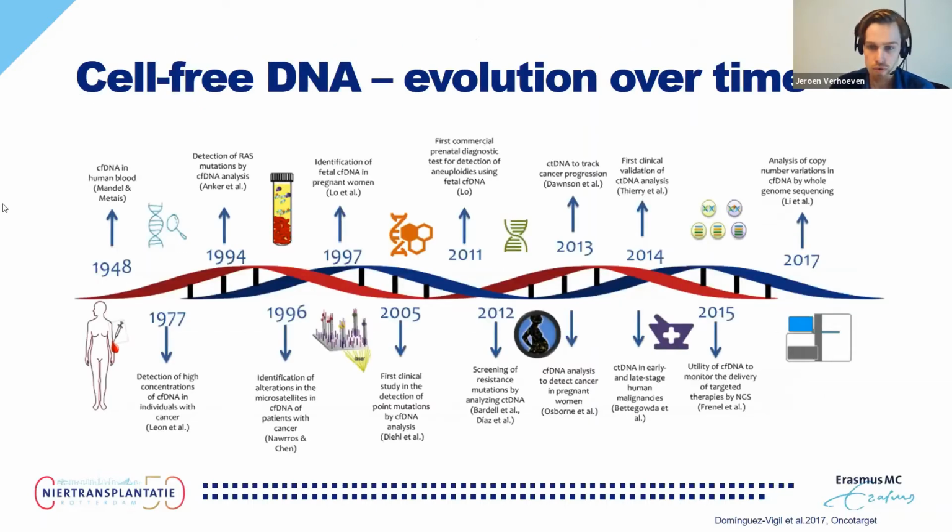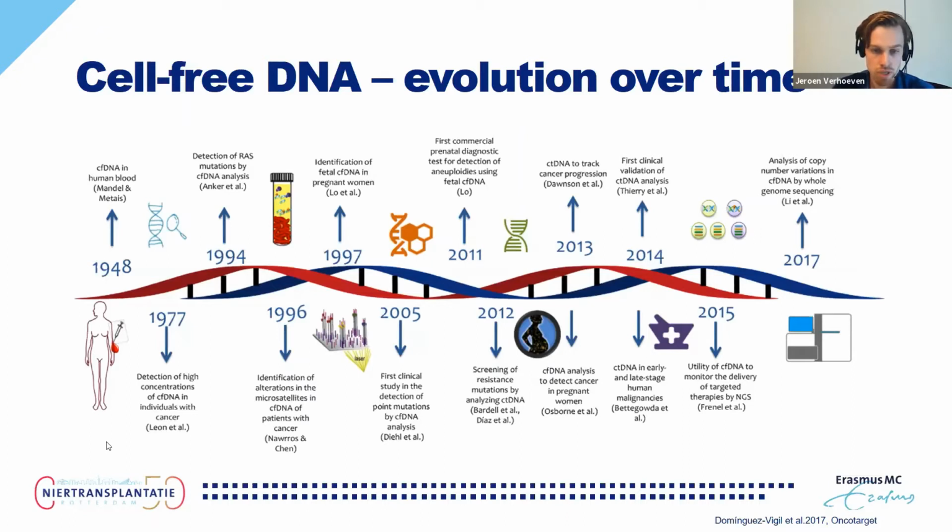I show you an overview of the rapid advancements of cell-free DNA in prenatal testing and in oncology in this figure. In 1948, cell-free DNA was detected for the first time, and since then, many big steps have been made, especially in 1997 and 2011 for prenatal testing. In 1997, it became possible to identify fetal cell-free DNA in pregnant women. And in 2011, for the first time, there was a commercial prenatal diagnostic test for detecting congenital abnormalities non-invasively, which reduced the amount of amniocentesis and chorionic villus sampling in pregnant women.